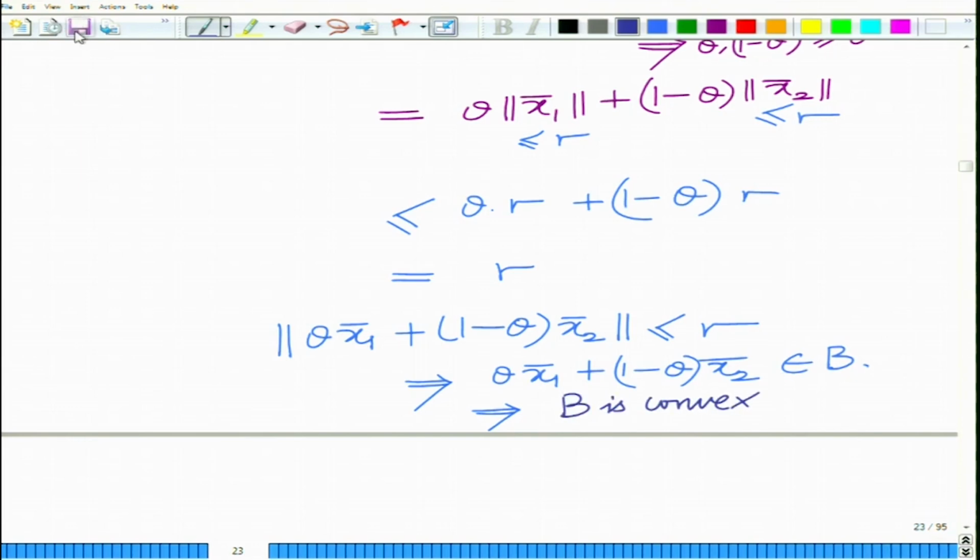And that is obvious. What we have been able to show is that for any 2 points x1 bar and x2 bar belonging to the ball, all their convex combinations also belong to the ball. Therefore, the norm ball is convex.